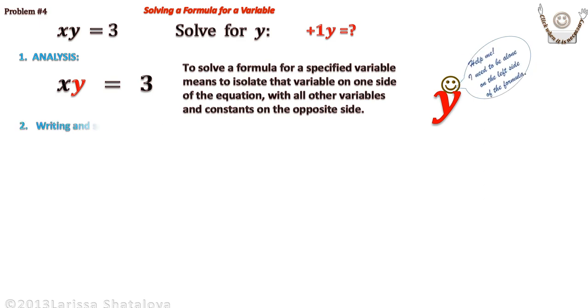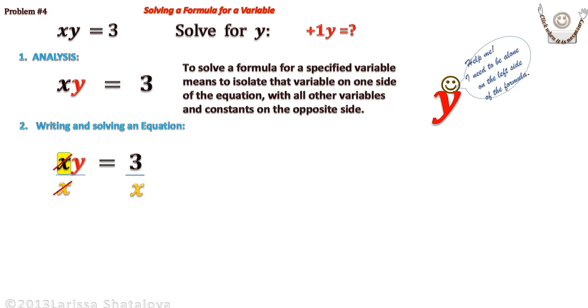So step number 2, writing and solving an equation. We need y by itself on the left. What can we do? We can divide both sides by x, because x divided by x, or positive 1x divided by positive 1x, is just 1. As a result, what we will have, positive 1y, or y, is 3 over x.